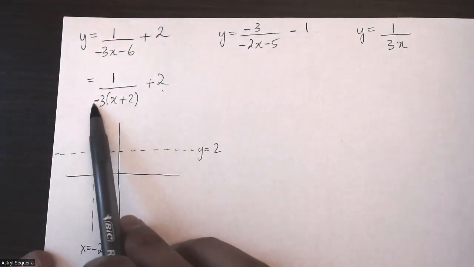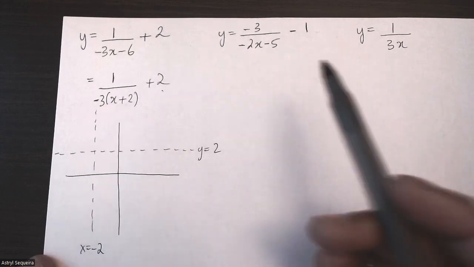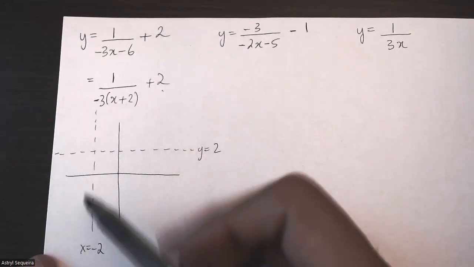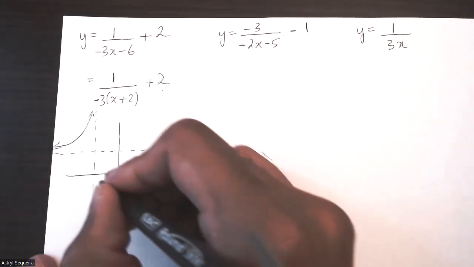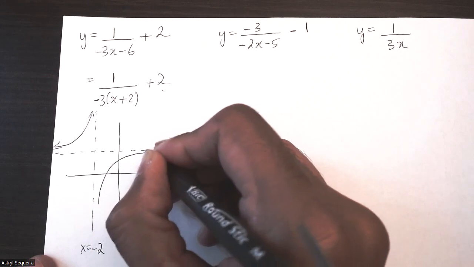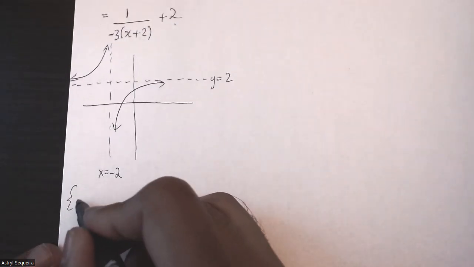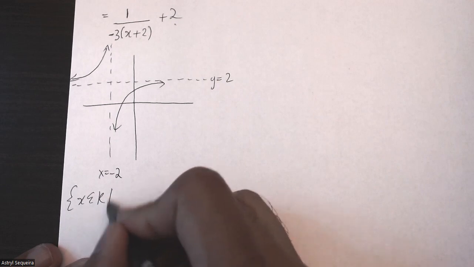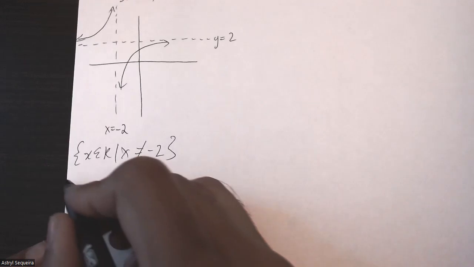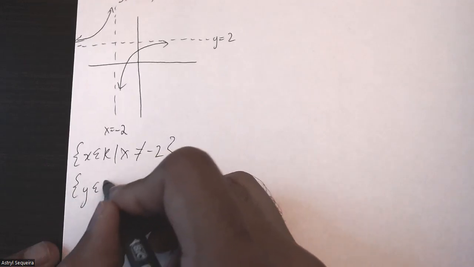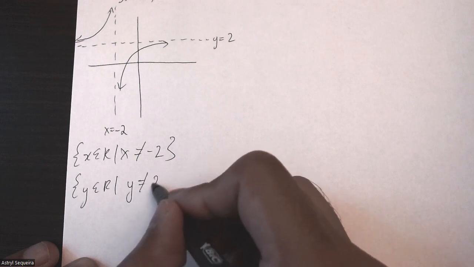So this one has a negative in the bottom now, which is a reflection in the y-axis. So these are the two original quadrants. Reflection in the y-axis will just be in the opposite two, and the graph is going to look something like that. Domain is all real numbers such that x does not equal -2. And range is all real numbers such that y does not equal +2.